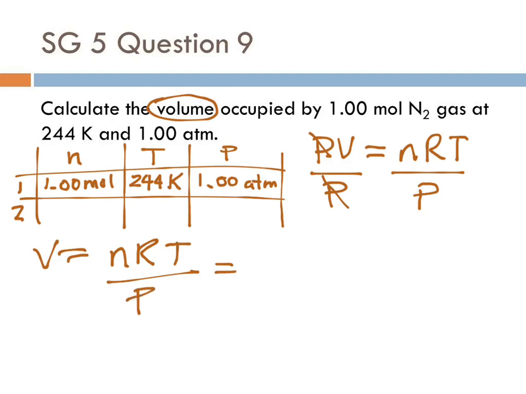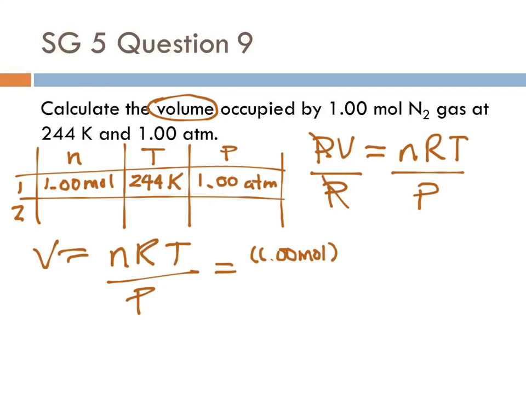Well, n is 1 mole. R. Oops, that's not M. It needs to be MOL. I see a lot of students abbreviating mole as M. M is meters. Okay? I know that's not what you mean, but you got to be careful. So it's MOL, moles. What's R?